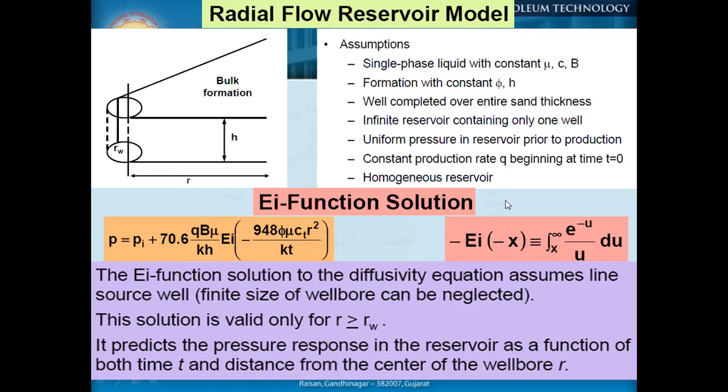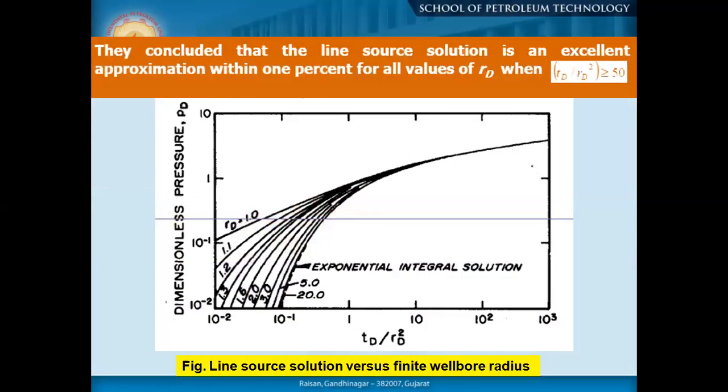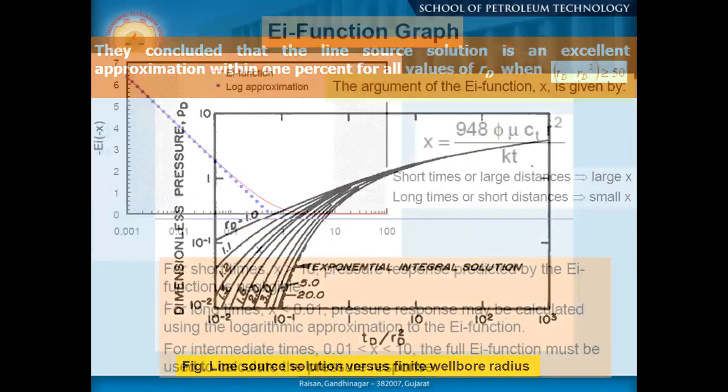That means using this formulation we try to understand the pressure behavior of a specific reservoir right from the wellbore. So it predicts the pressure response in a reservoir as a function of both time t and distance r from the center of the well. So this is how this diffusion equation can be solved, and for different situations we just get the solution.